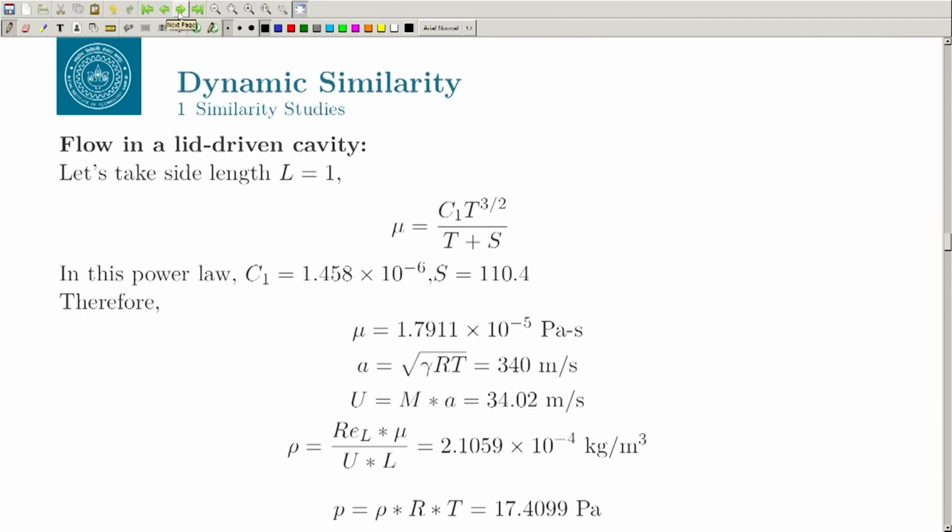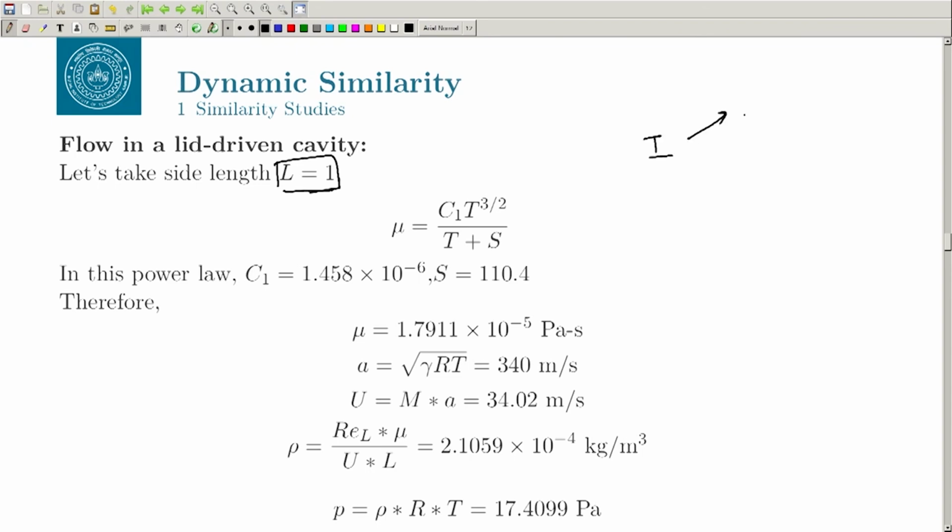Okay. This is very easy to do. You can take any side length, L equal to 1, or you can take 0.1 or 0.01, it is your choice. Let us say I am taking L equal to 1. Now, the first thing that you know is the temperature, right. So, from the temperature, what are the things that you can calculate?